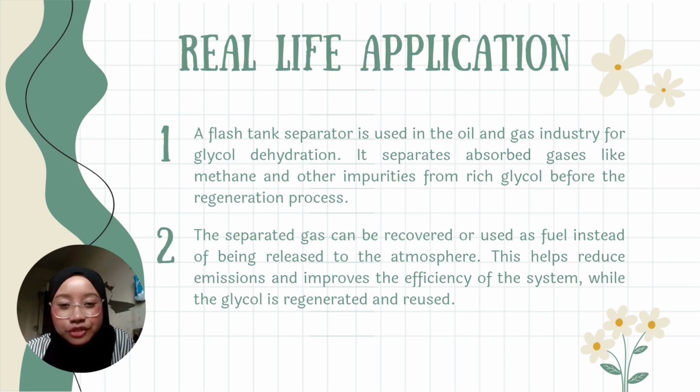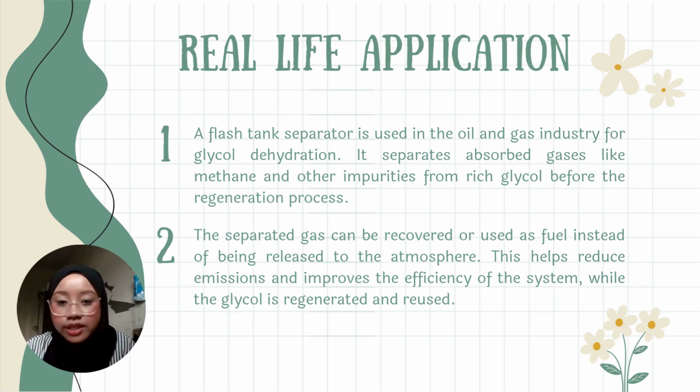Alright, so let's move to real life application. First, a flash tank separator is used in the oil and gas industry for glycol dehydration, and it separates absorbed gases like methane and other impurities from rich glycol before the regeneration process. So basically, methane is known as the more volatile component, and the other impurities, which are liquid, are known as less volatile. So the more volatile goes to the top stream, and the less volatile goes to the bottom stream.